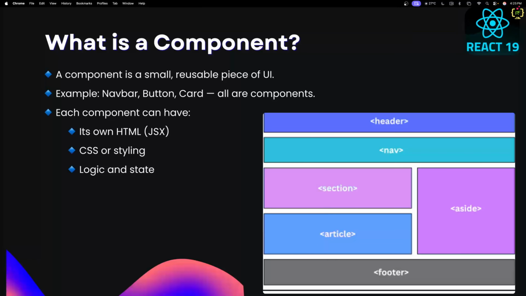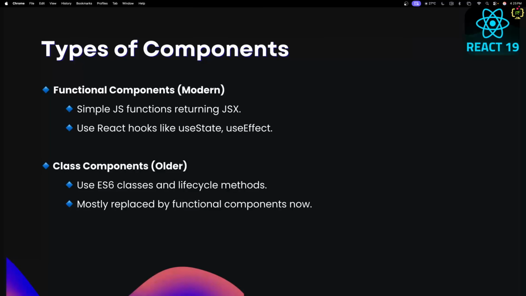Now you got the basic idea of components. Now let's discuss types of components in React. Even in the last video, we already discussed the types of components, but again, let's recall those points. So we have two types of components in React, functional and class-based components.